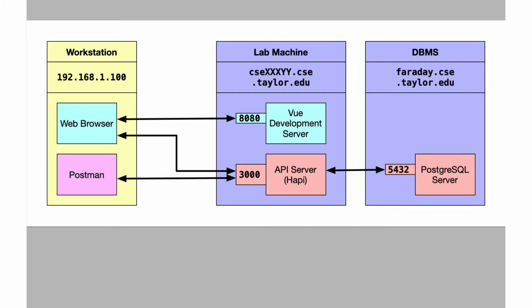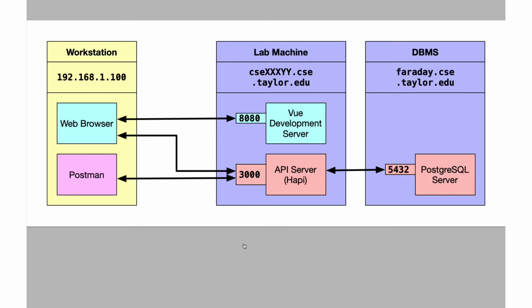So here's another configuration, same basic services that are running, but now on 3 different machines. On the back end, we still have the Postgres server running on the Faraday server inside the department network. But now instead of running everything else on your local workstation, I'm showing another configuration where we have a lab machine, so one of the CSE room number, sequence number machines that are in the labs. That's the machine that I'm showing running the 2 servers that we're connected to for development. So the Vue dev server still listening on port 8080, and the API server still listening on port 3000.